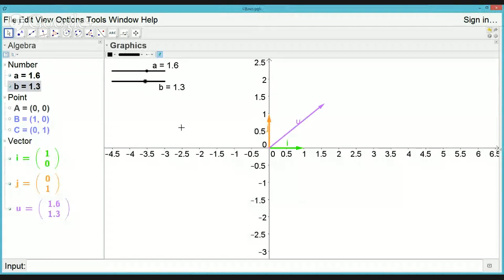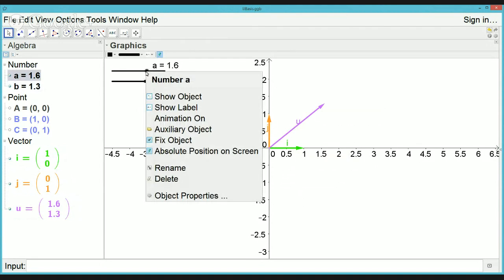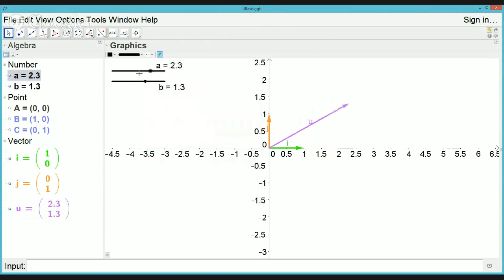Okay, here we are. So you can see I've got the green vector here, which is the unit vector i, and this yellowy orange unit vector j here. And then I've got this purple vector u. Now, I've just introduced these a and b. The vector u is the number a times i plus the number b times j. Okay, and what I'm going to do is vary a and b, and you'll see what happens to u as we vary a and b. I'm just varying a and b between -5 and 5.